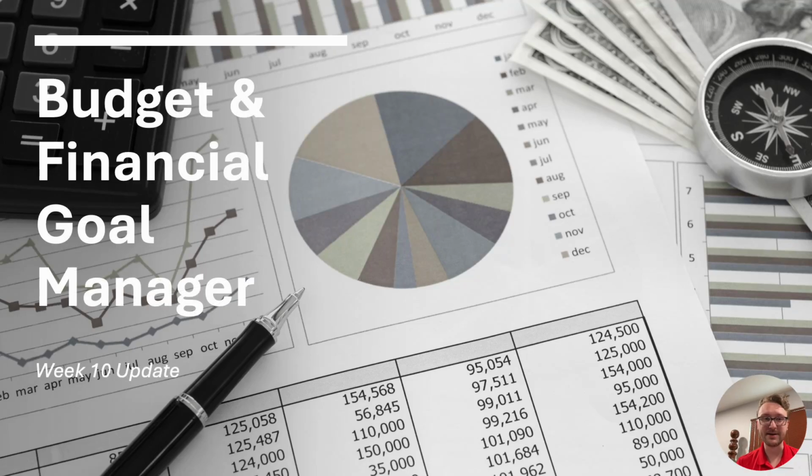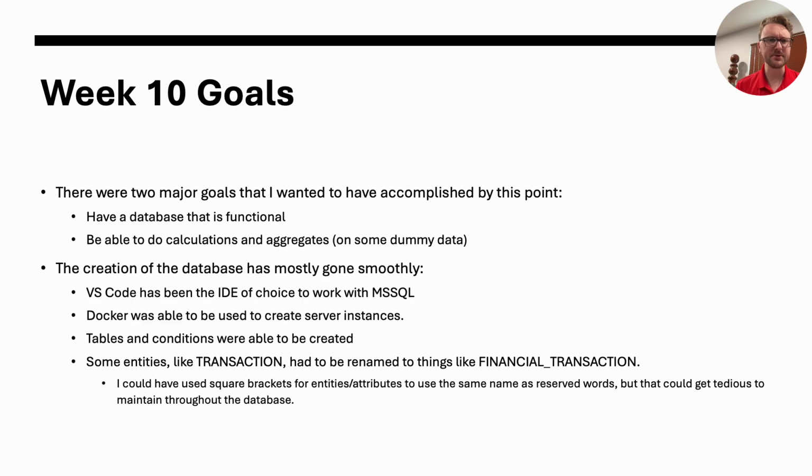Okay, so the last time that we were here, we were discussing the database diagram drawing for the Budget and Financial Goal Manager, and so we're going to talk about the Week 10 update as of now. There were two major goals that I wanted to have accomplished by this point, which is to have the database be functional, and also be able to do calculations and aggregates on some dummy data. Obviously, you don't want to use official information.